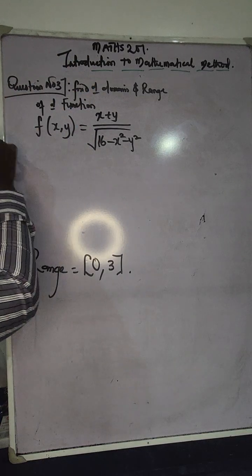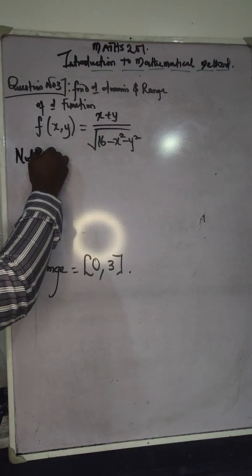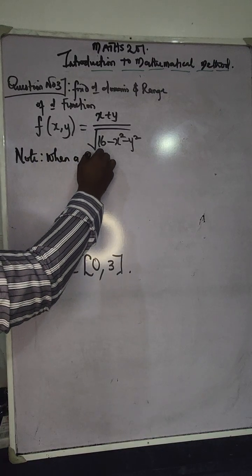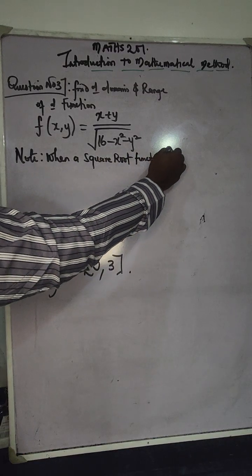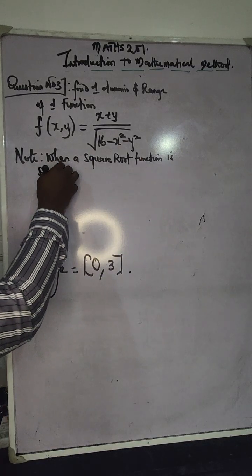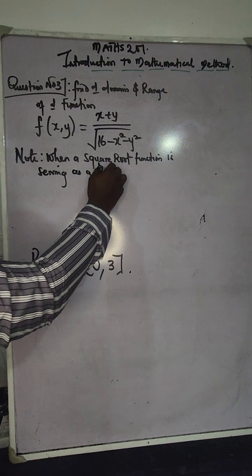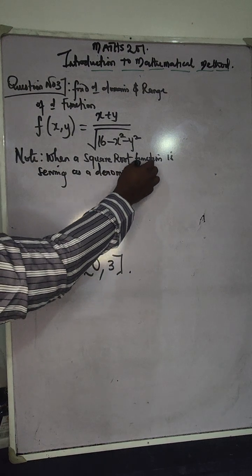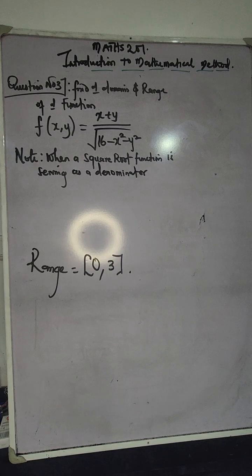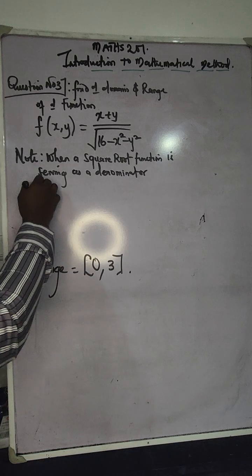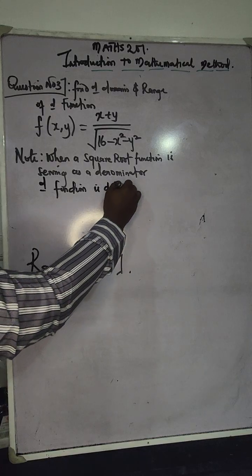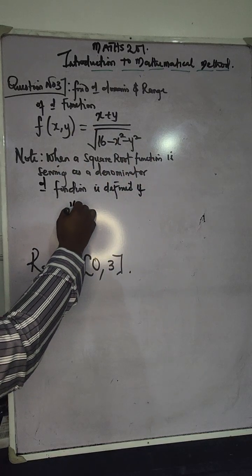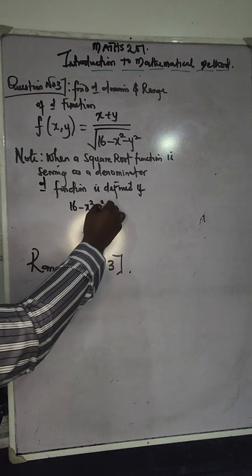Note: when a square root function is serving as a denominator, the function is defined if 16 minus x squared minus y squared is greater than 0.